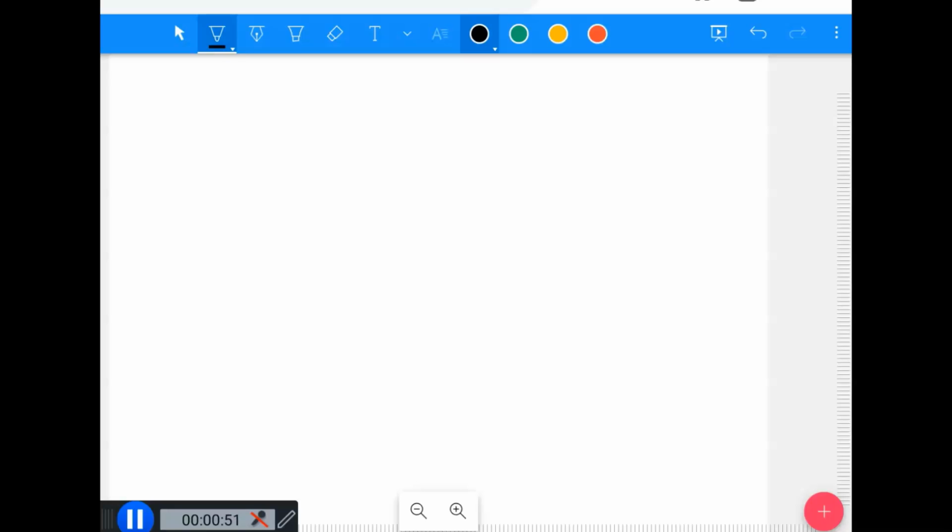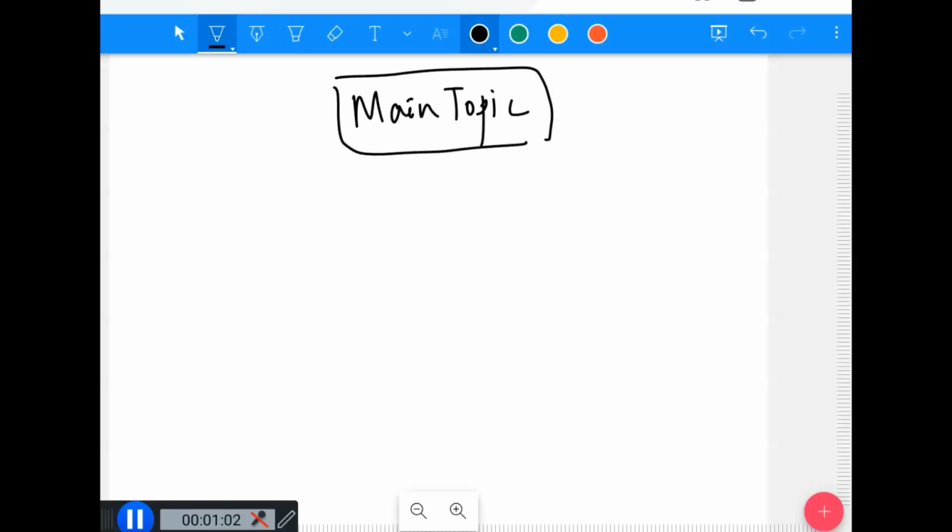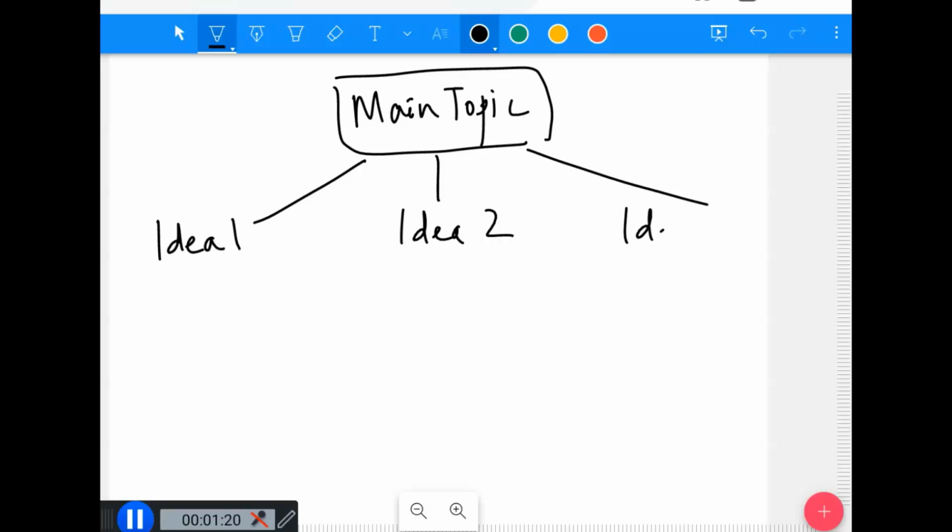Right. In order to create your own brainstorming chart as you go, it's pretty simple actually. First, write down what the main topic is. And now you want to think about 3 or 4 different ideas related to the main topic, right? So let's draw 3 arrows or lines coming out of the main topic. And these would represent the 3 main ideas that you're going to talk about in your essay. So let's call it idea 1, idea 2, and idea 3.